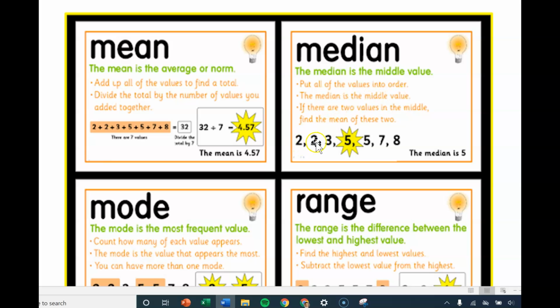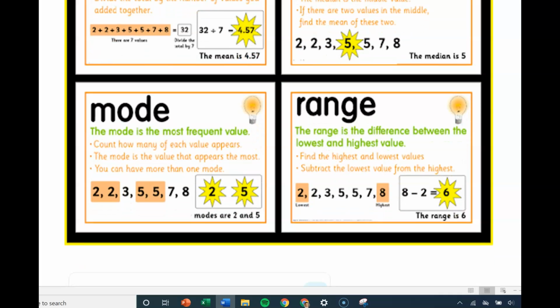See here we have 1, 2, 3, 4, 5, 6, 7 values. You'll have 3 on one side, 3 on the other side, and that number right in the middle, 5, that's your median. Now, if you have 2 numbers in the middle, we'll talk about this a little bit later, but you need to add those 2 together and divide by 2 to find out the middle of those 2 numbers.